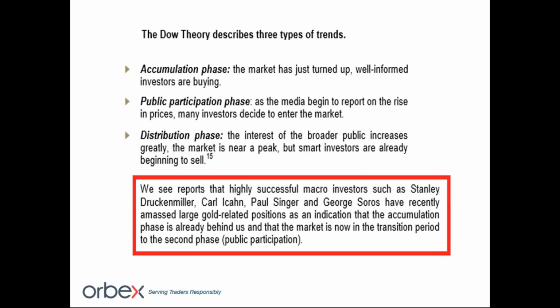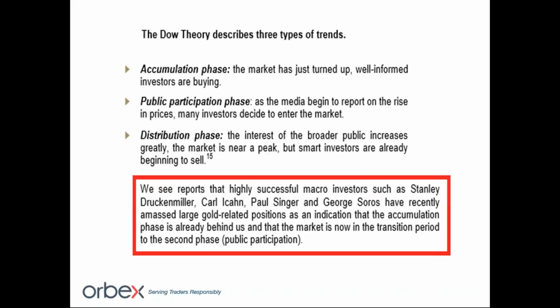So here you go. Based on theory itself, you've got that little box below, which gives you a bit of an idea what the big boys are doing. The Dow theory describes three types of trends. You've got the accumulation phase, or accumulation cycle, which is usually the sideways trend, more of a sideways trend that's a bit narrowed down. The market has just turned up, for example, and well-informed investors are starting to long their positions.